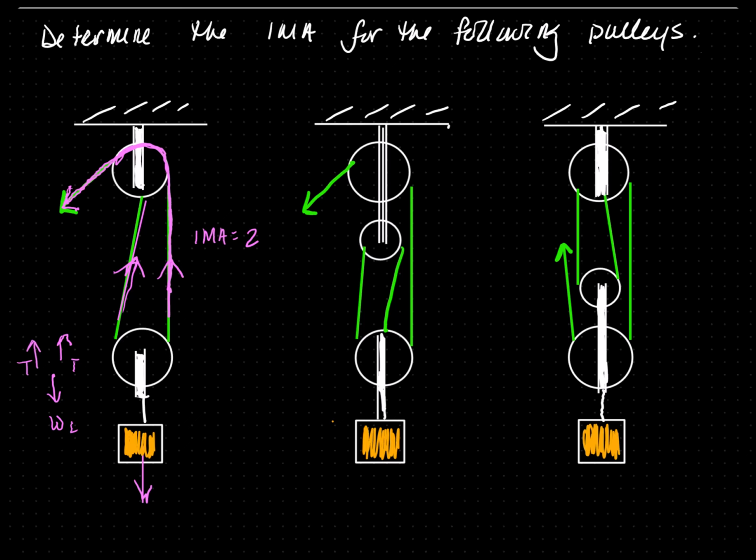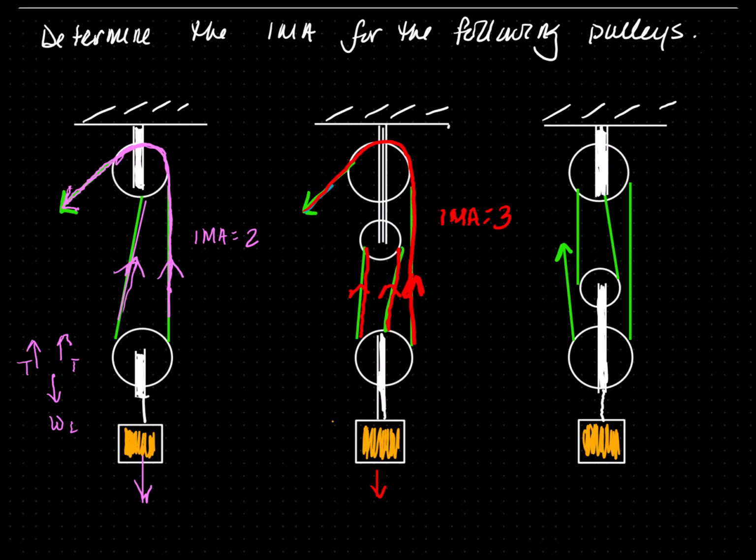In the second picture, the rope is again being pulled down. As this rope is being pulled down, it is the same rope. So this one only changes direction. So there's a tension pulling it up here. And then we have two tensions, each pulling up here. So there are 3 tensions going up opposed by one weight. So this IMA is equal to 3.